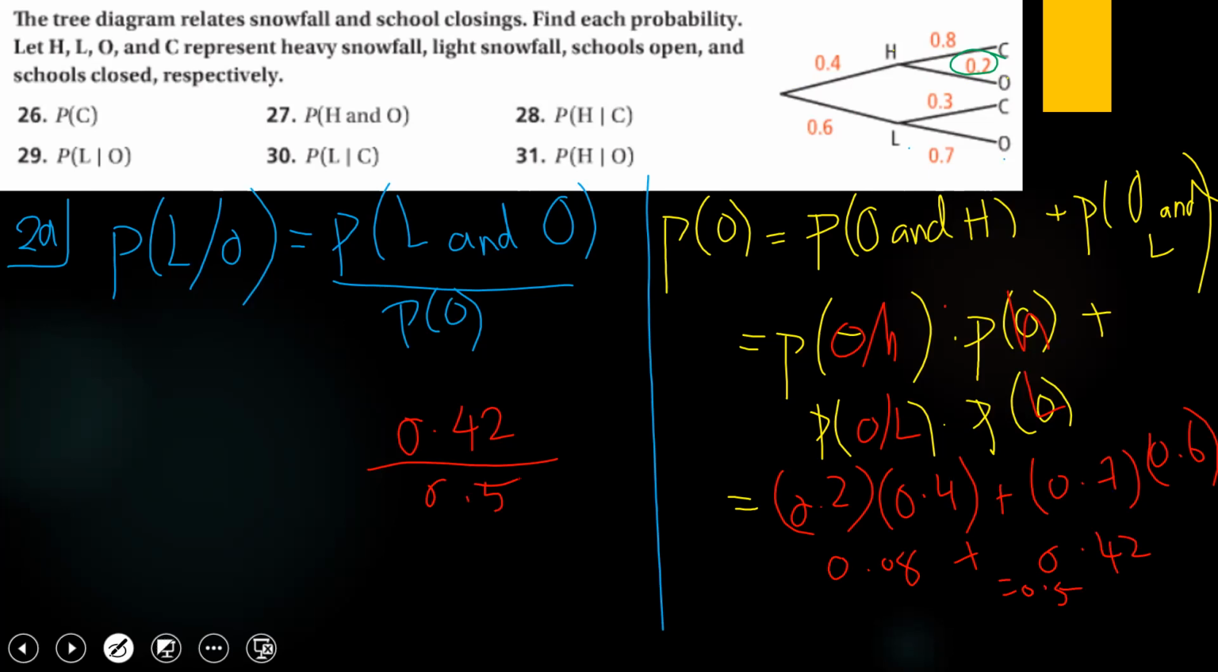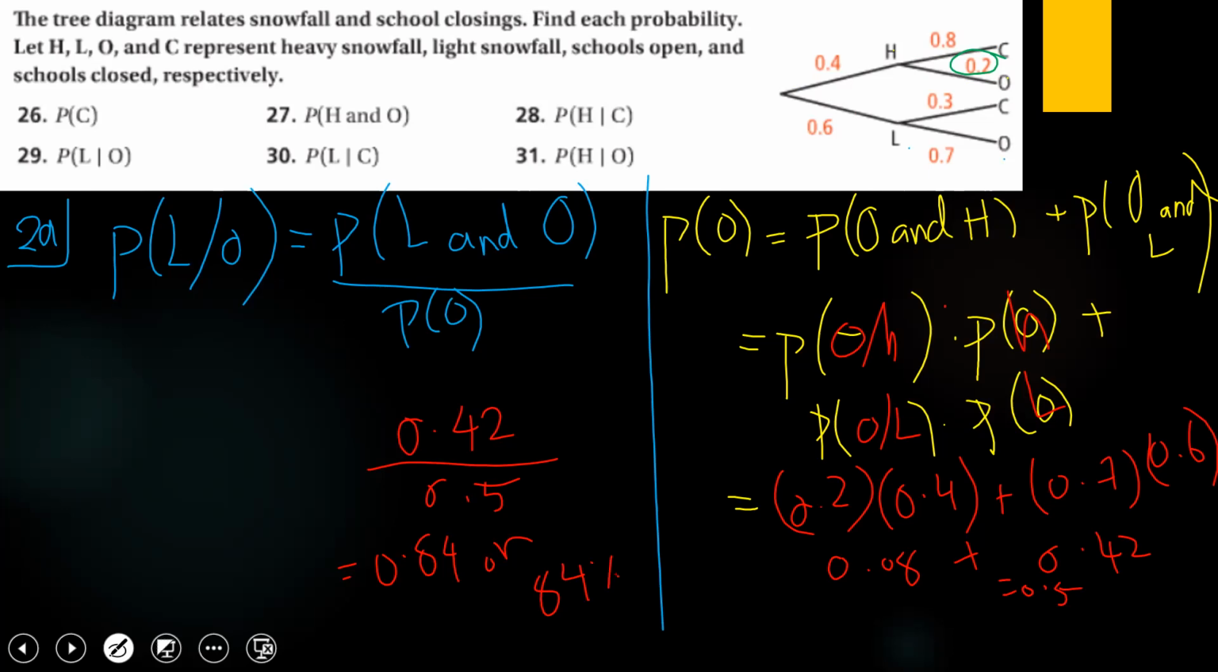Then 0.42 over 0.50 is 0.84 or 84%. This is for number 29. Is it clear? Yes.